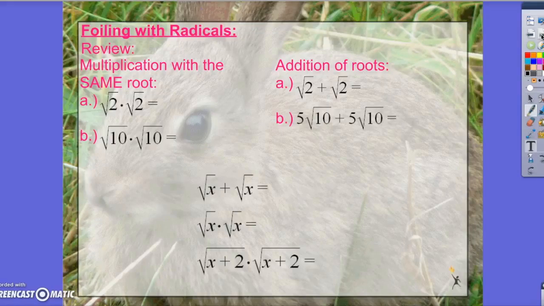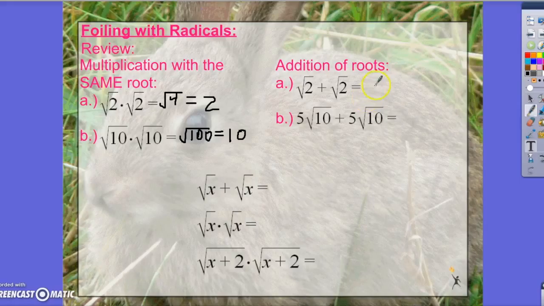So multiplication with the same root, square root of 2 times square root of 2, multiply like roots. Square root of 4, it's 2, right? All right, let's try B. Get what? Square root of 100, which is 10. All right.